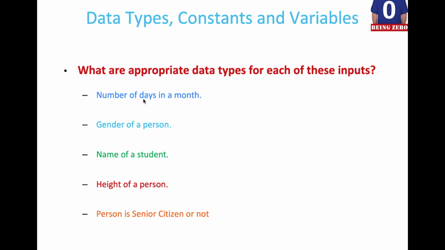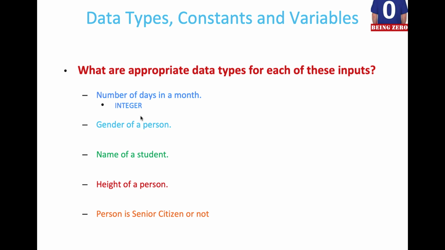So first is, if you want to represent number of days in a month, we know January has 31 days, February can have 28 or 29 days, depending on the year is leap year or not. So if you want to represent number of days, we know it is always a fixed number. It's not a decimal number.